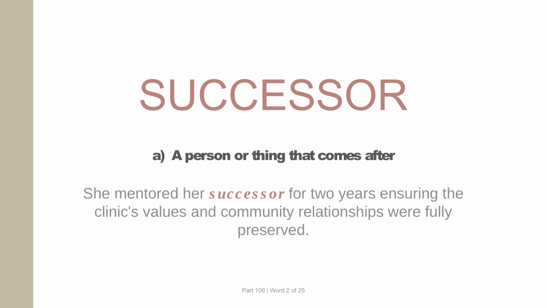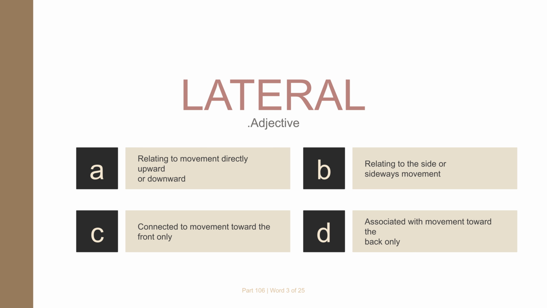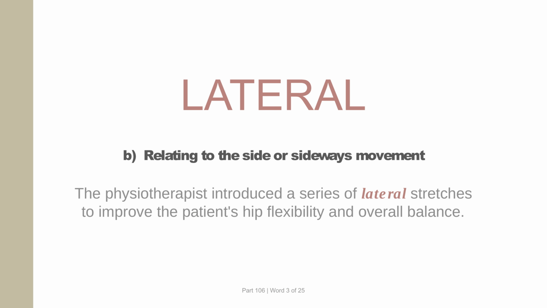Question 3. What is the meaning of lateral? Option A. Relating to movement directly upward or downward. Option B. Relating to the side or sideways movement. Option C. Connected to movement toward the front only. Option D. Associated with movement toward the back only. Correct answer, Option B. The correct meaning of lateral is relating to the side or sideways movement.